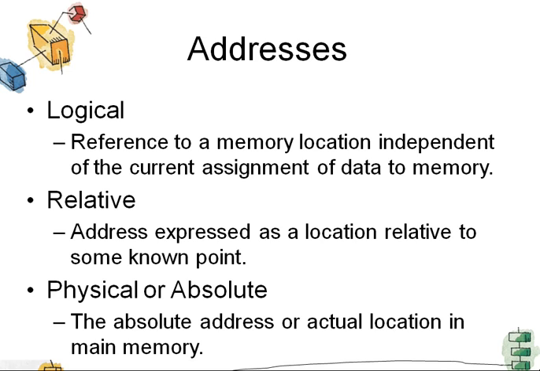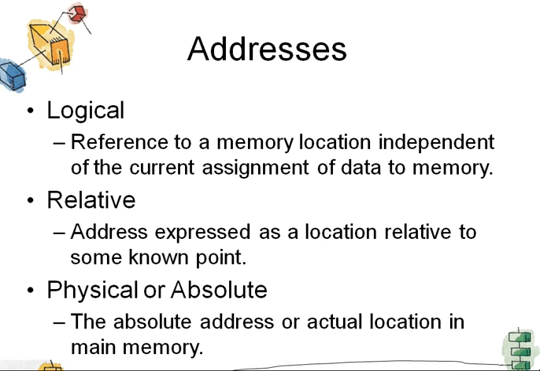Whereas a relative address is an address that is expressed as a location relative to some known point. Like we know some location here, and using that location we are trying to relate it to the current location, forming a relation with the known point. An absolute address is the actual location in the main memory.